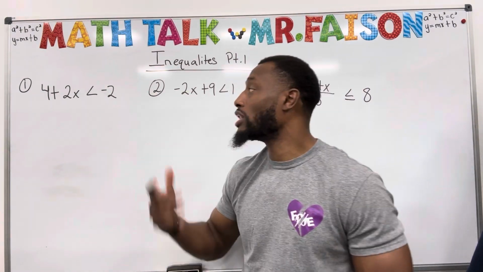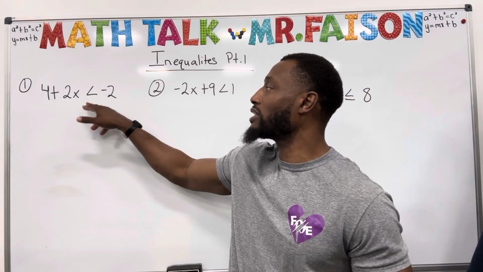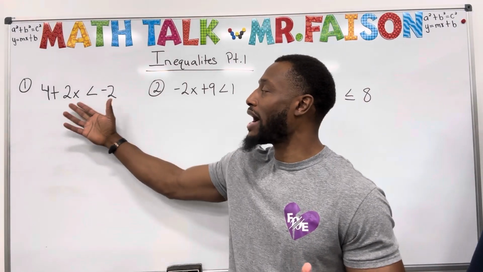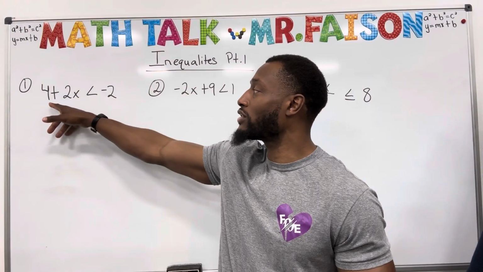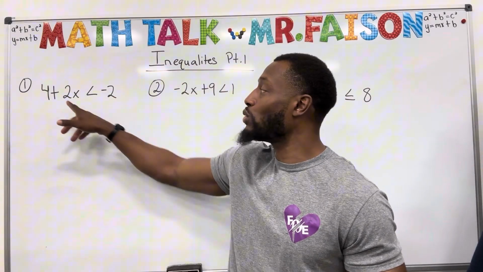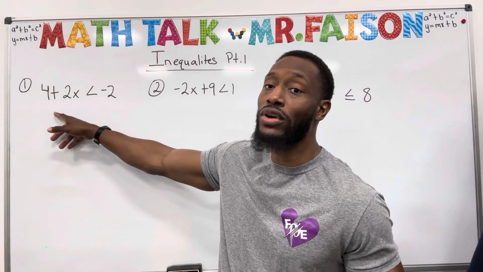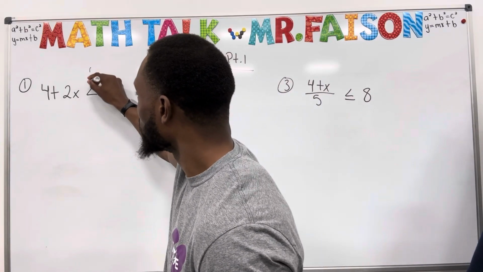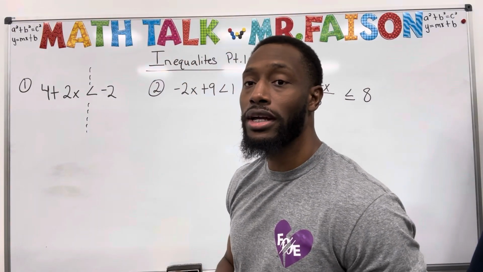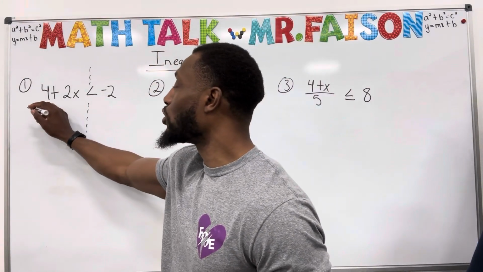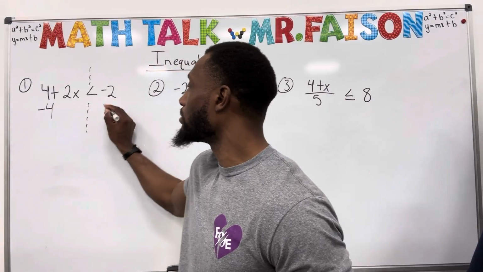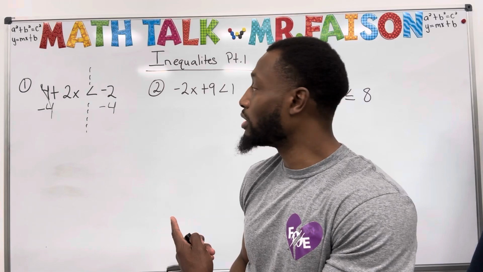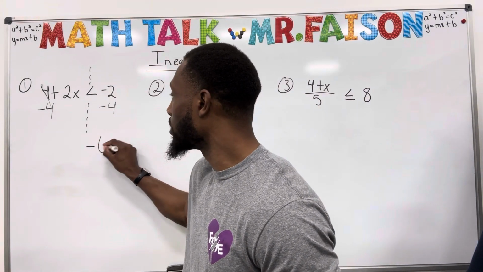Let's see what we got. Looking at problem number 1, we have 4 plus 2x is less than negative 2, right? Our goal is to get the x by itself. So we want to get this 4 over here with the negative 2. The 4 wants to get away from the 2x, but we have to move it mathematically because we have this inequality, which is the brick wall. So it's positive 4, I'm going to do the opposite. Minus 4, minus 4. Cancel that out. Negative 2 minus 4 is going to give me negative 6. And then I bring this down.